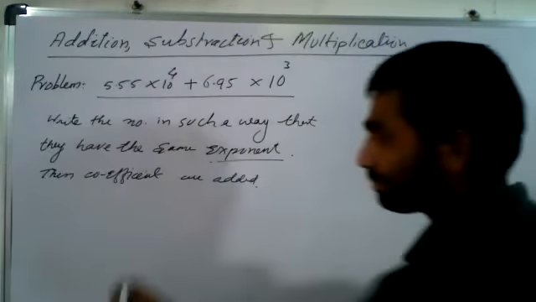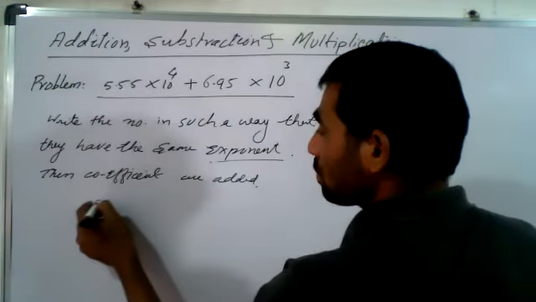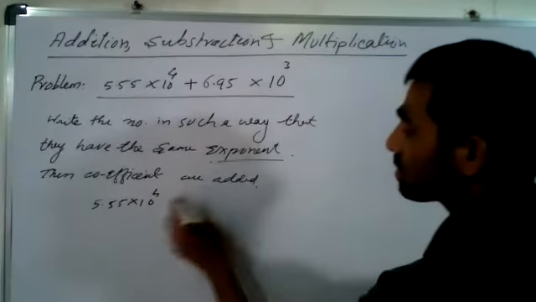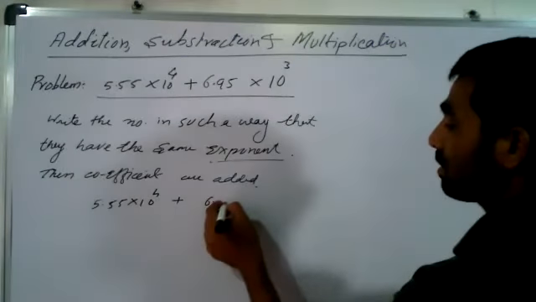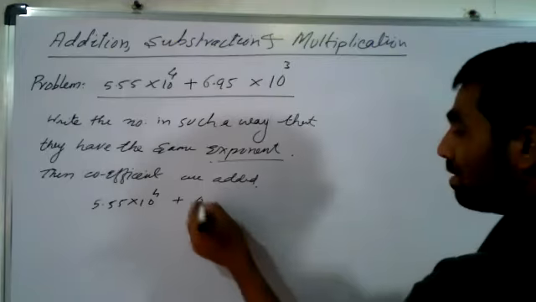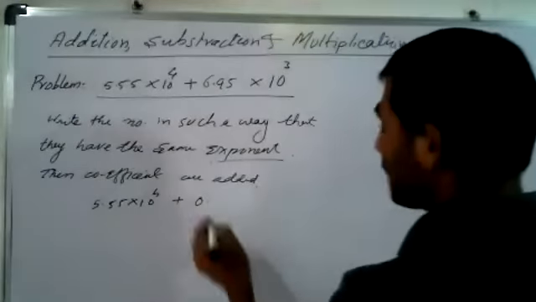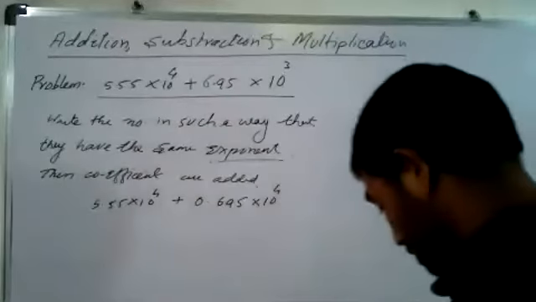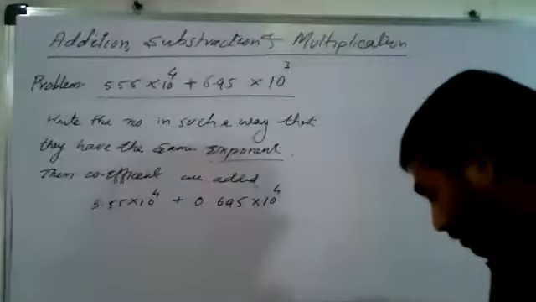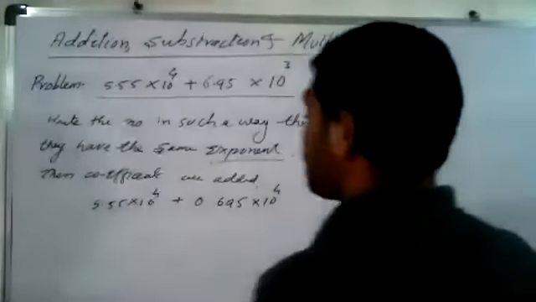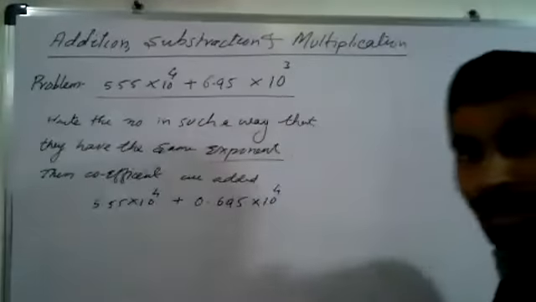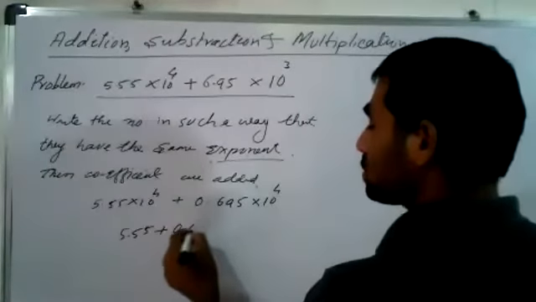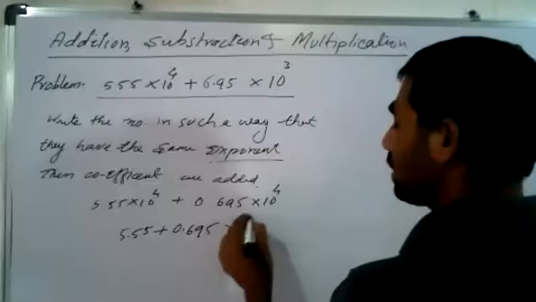So I can write, by shifting this, 5.55 into 10 to the power 4 plus 0.695 into 10 to the power 4. Right? Yes. That's all. So once we have this, now take the common factor out. So we can write 5.55 plus 0.695 into 10 to the power 4.